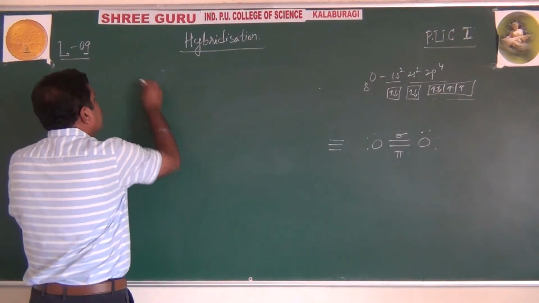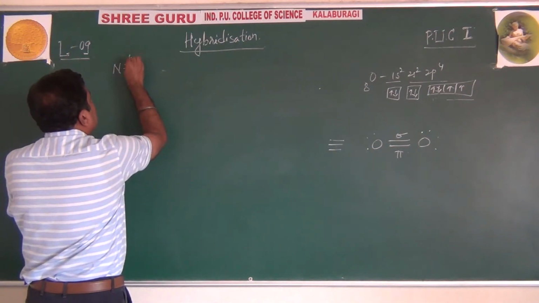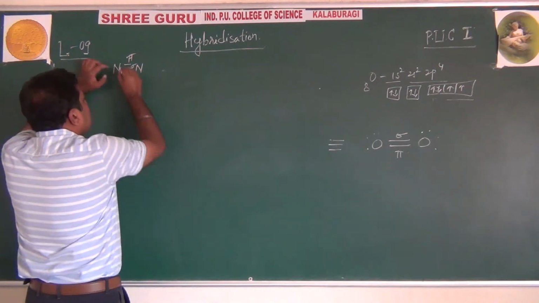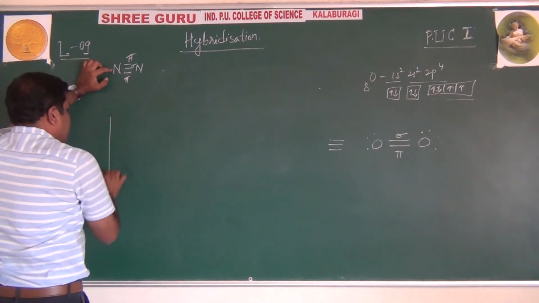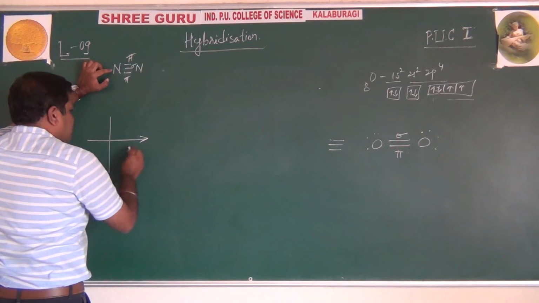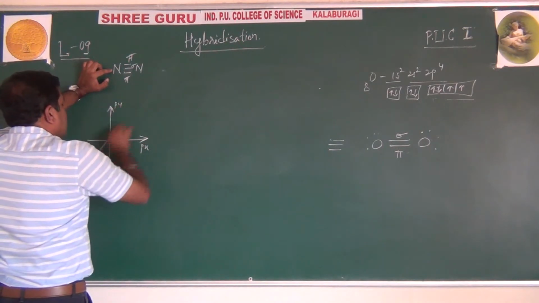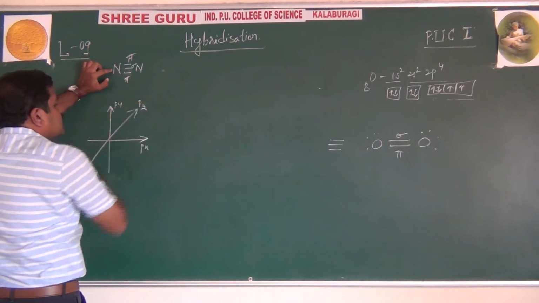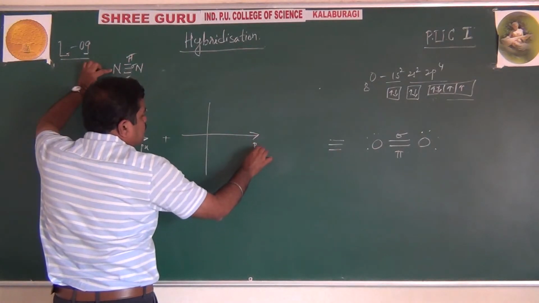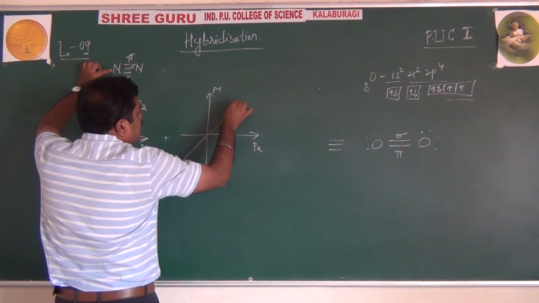Orbital overlap for nitrogen, N triple bond N. As I told you yesterday, it's 2 pi and 1 sigma. Now let us see. For nitrogen, if you write like this: px, py, and pz. Like this, px, py, and pz.